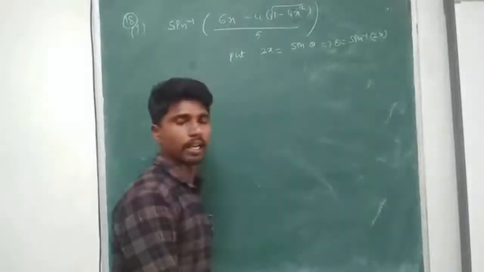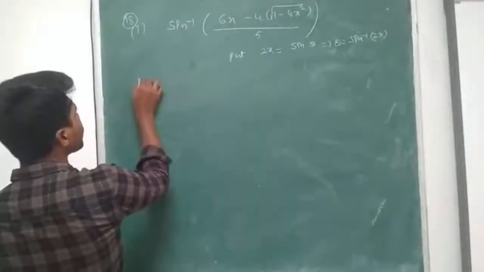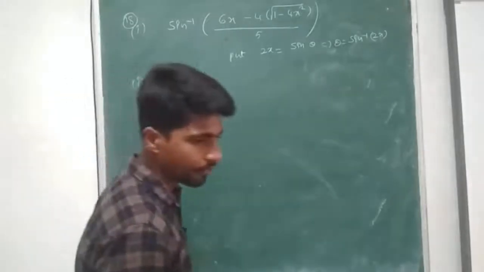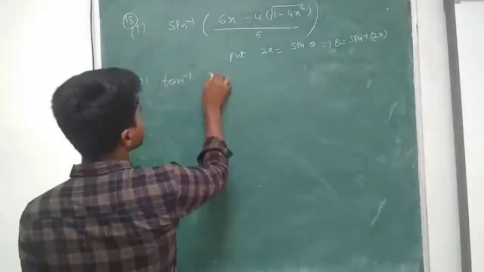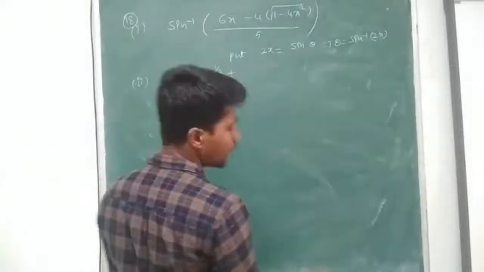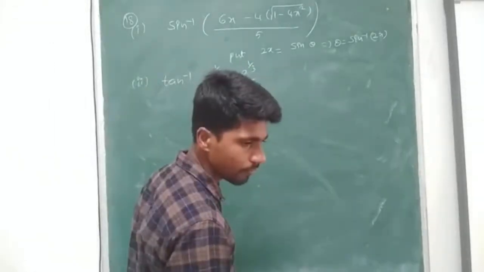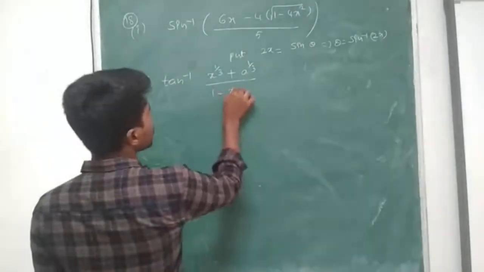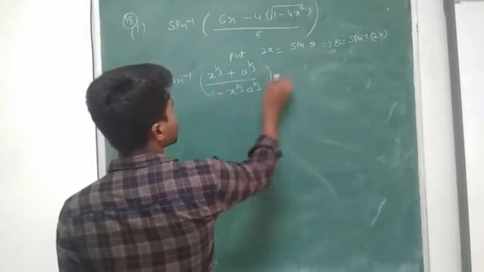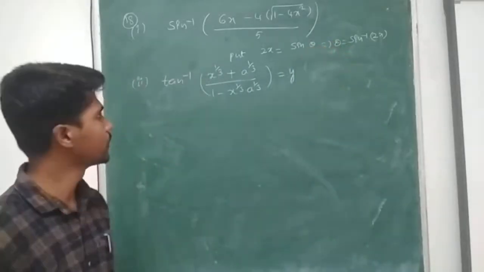Take the problem and solve. Next, we go to the second one. Tan inverse of (x^(1/3) + a^(1/3)) / (1 - x^(1/3) a^(1/3)), which is equal to, take it as y. I want to find its differentiation.